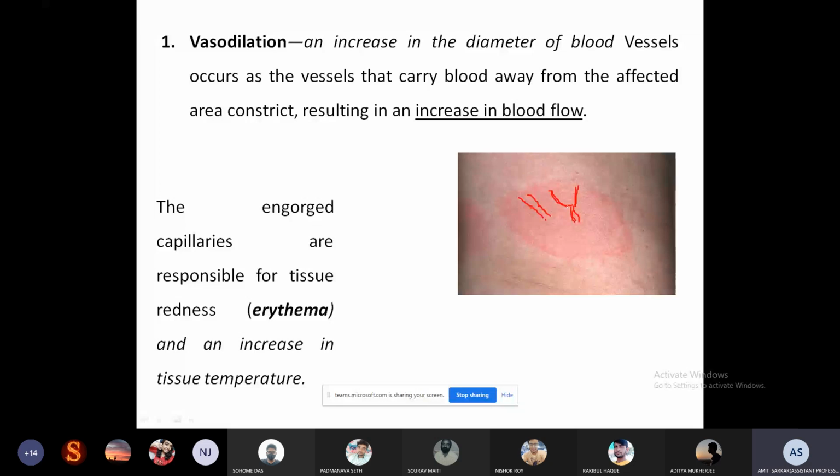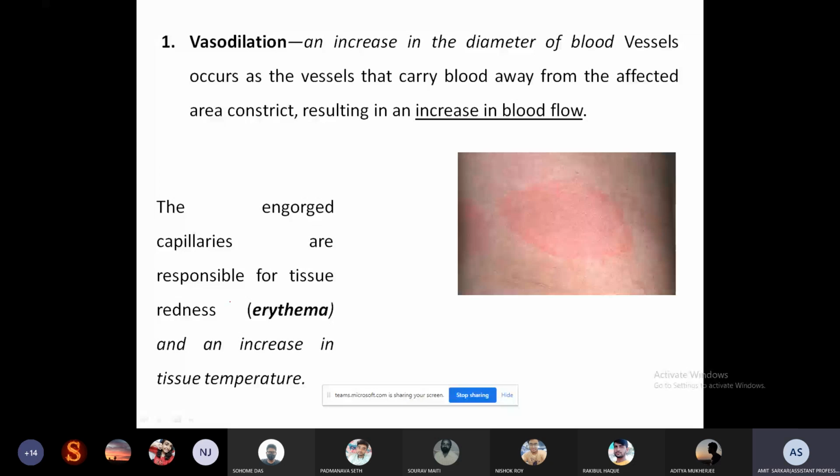So the red sign is nothing but the presence of an extra amount of blood at that area due to the increase in the blood vessel diameter, known as vasodilation. And the clinical term for this is erythema. Engorged capillaries are responsible for tissue redness, also known as erythema. If you look at the prescription of a doctor, they will write erythema in the left hand, second finger or something like that. So erythema means vasodilation or redness of that area that is happening due to the inflammation.